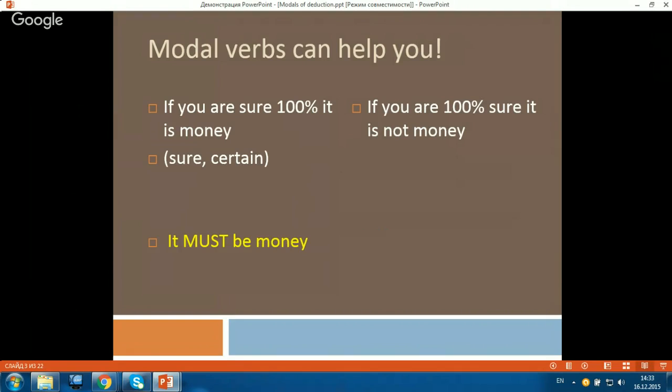If you are 100% sure it is not money, it is just impossible, but again, I repeat, you don't know for a fact, you say, it can't be money. You must be joking. Again, when you are 100% sure it is something, you use the modal verb must. When you are 100% sure it is not something, it is impossible, you say it can't.